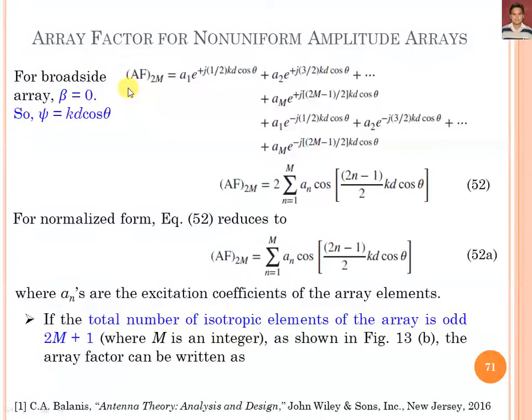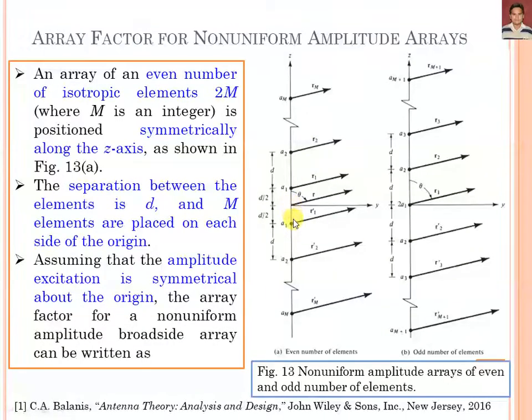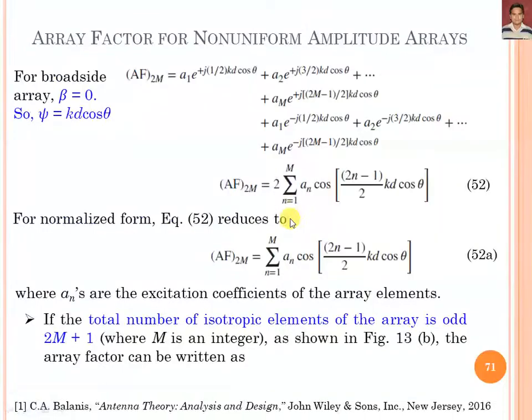The array factor of 2m, an even number of elements, is equal to a1 e to the power j 1 by 2 kd cos theta plus a2 e to the power j 3 by 2 kd cos theta, and so on, plus the coefficients below the origin. As you can see, when we consider the length from the origin, this length is equal to d by 2. So the factor 1 by 2 comes in e to the power plus j 1 by 2, and then we have to sum all these components.